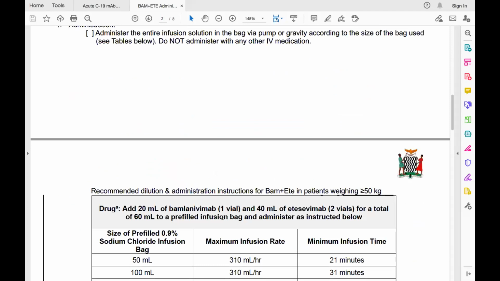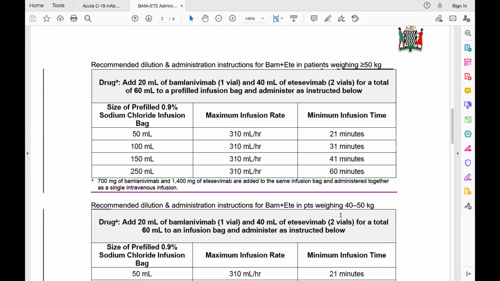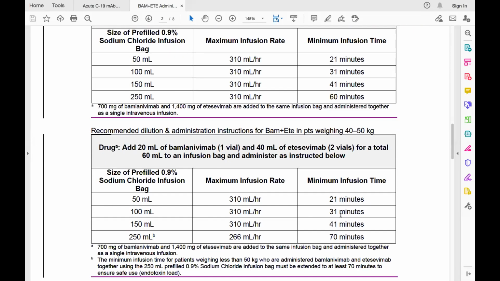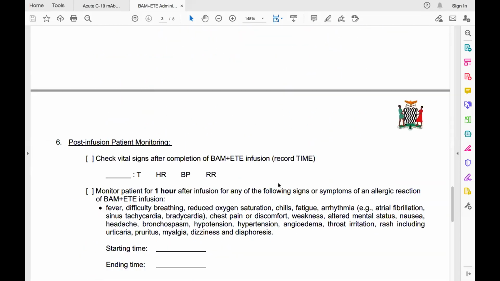And this is a table that clearly gives us the dilutions and the infusion rate, depending on how much fluid we added. And of course, if we give this one the 250, then using that infusion rate, it means that infusion will last 60 minutes. Okay, so that is one of the forms.